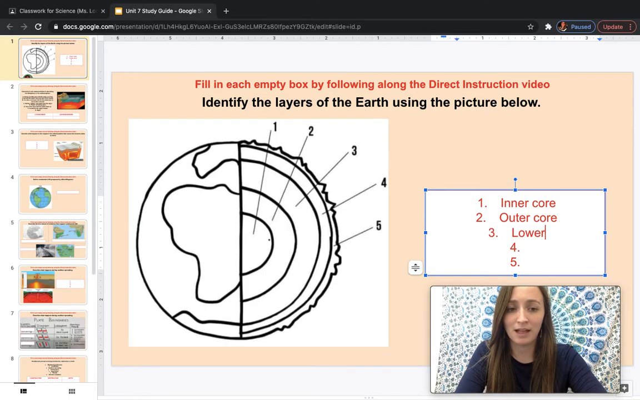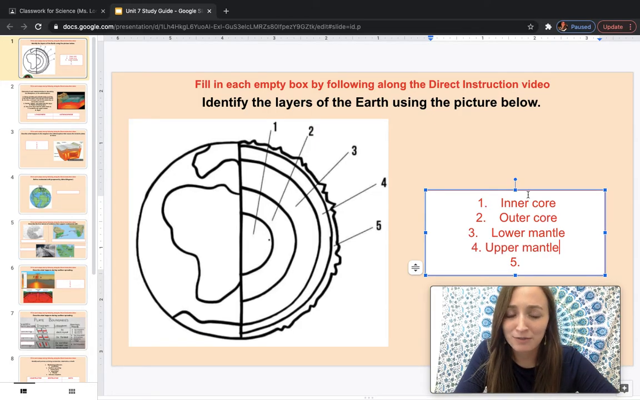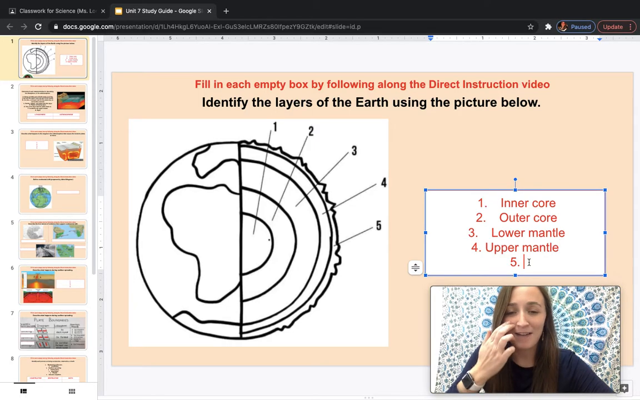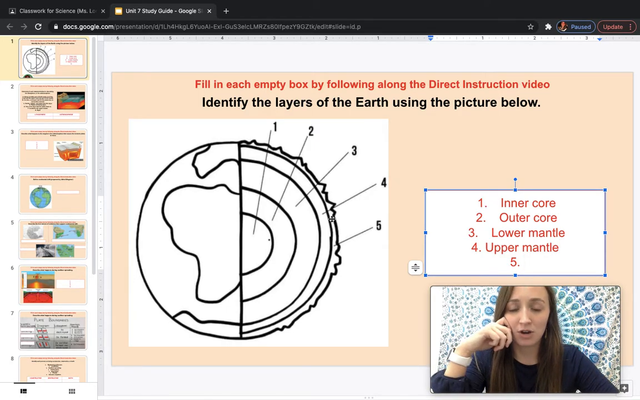Then number 3, we move up into the mantle. At first we have that lower mantle, and then on number 4, above that lower mantle is the upper mantle. Don't ask me why for the core we said inner and outer, and then for mantle we said upper and lower. I wish they were the same, but we got to make everything difficult. That's not on me.